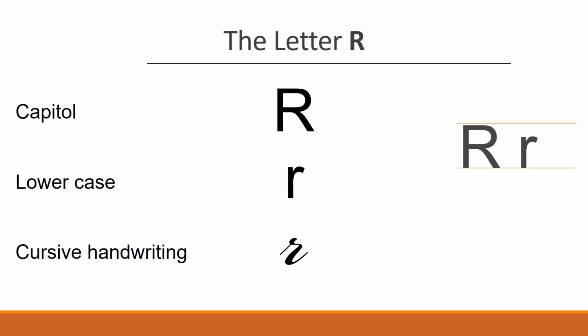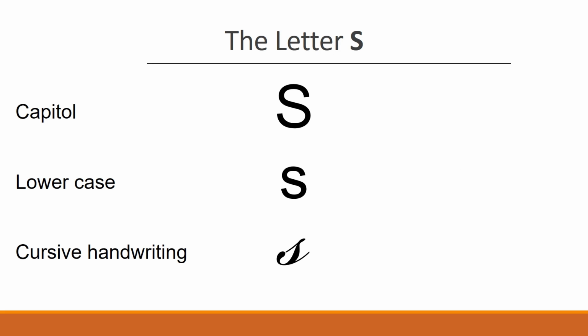The cursive looks completely different. It looks a little bit more like an N. What defines it as an R is that little bit of a hook at the top. And you can see them side by side. The letter S. S looks like a hook. If you've ever tried to hang something from the ceiling, you might recognize the S. The capital and the lowercase look exactly alike, only one is bigger than the other.